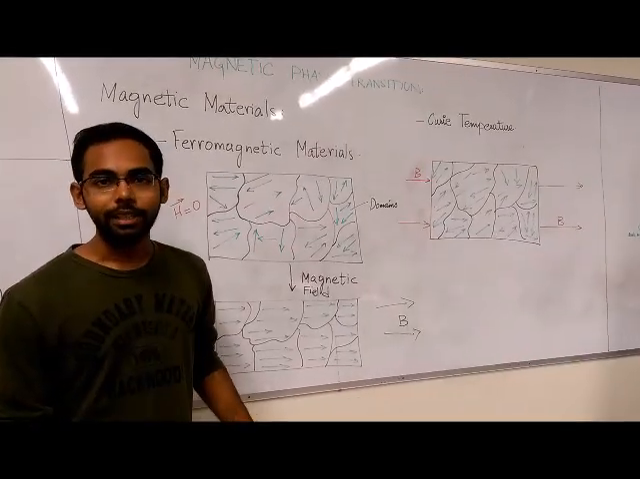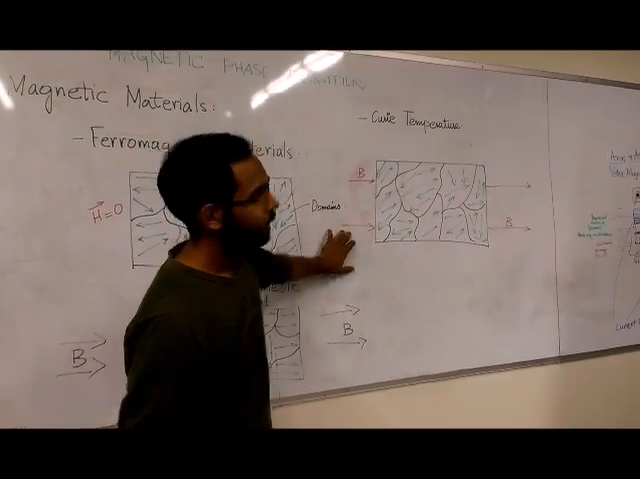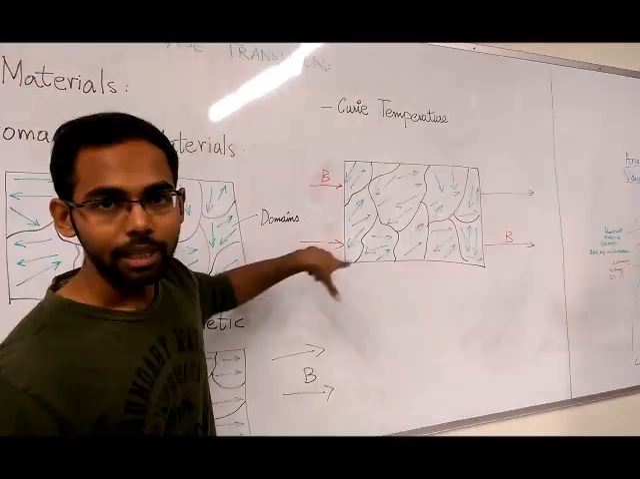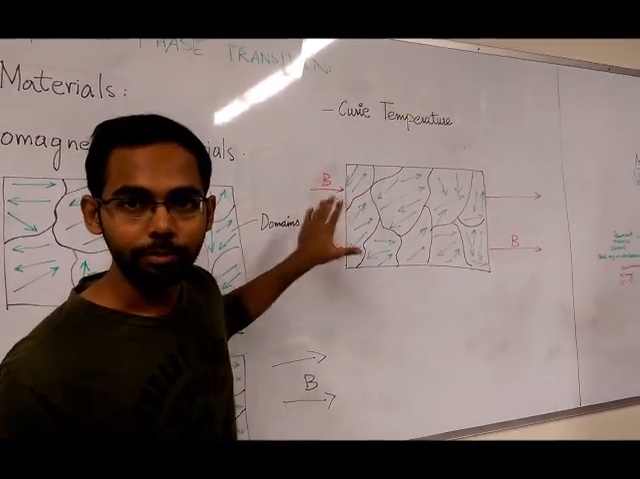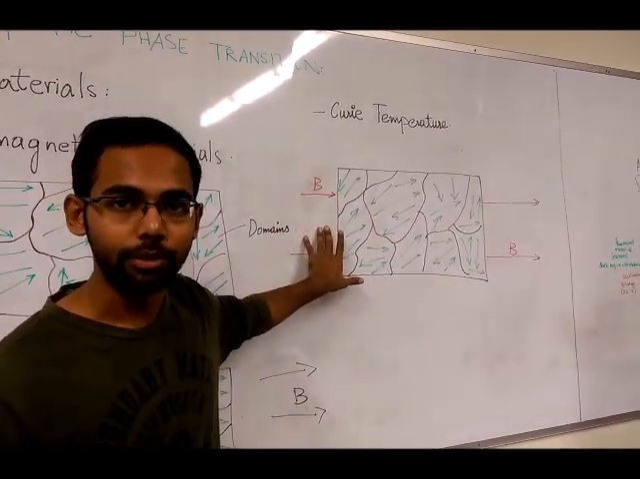But at a certain temperature, it so happens that even inside a magnetic field, the magnetic dipoles realign themselves and they don't follow the direction of the magnetic field anymore. We call such a temperature the Curie temperature.